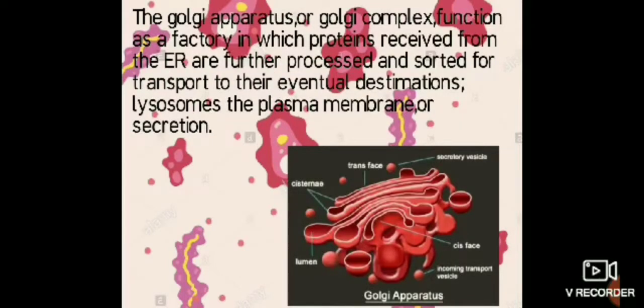And we have the Golgi apparatus, or we call it the Golgi complex. This functions as the factory in which proteins received from the ER are further processed and sorted for transfer to their eventual destinations: lysosome, plasma membrane, or secretion.